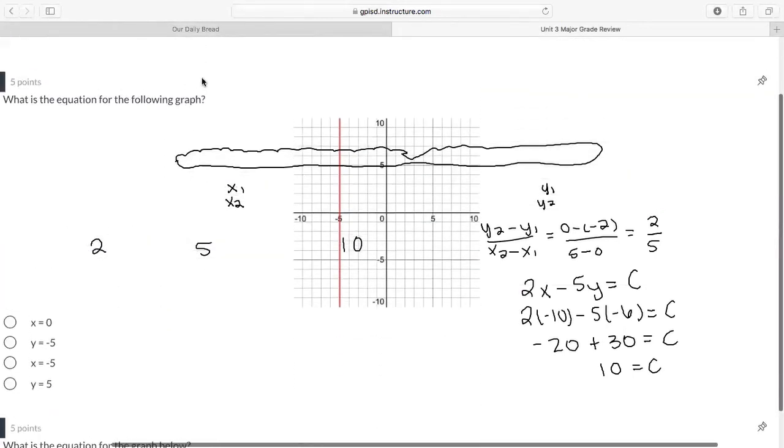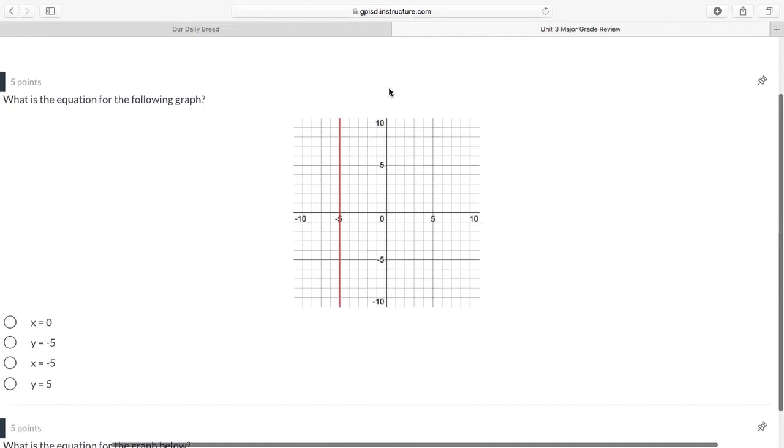All right, this one should be pretty simple. This might be one that you really don't need to show work on. So what is the equation of the following graph? This is a vertical line, so y'all can just tell me the answer. X equals -5. Yeah, awesome. So x equals -5.